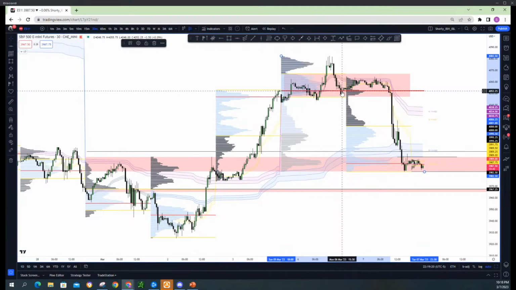Shorty, somewhere around 40.50. You don't think Powell testifying tomorrow is going to affect things again? If Elizabeth Warren is questioning him, I don't think so. Okay. I think the percentage of people are thinking it's going to be 50 basis points, up to even 75.